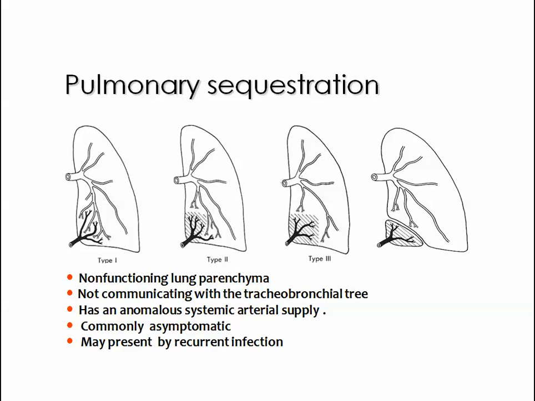And we may talk about one of the lesions which may simulate pneumonia, which is the pulmonary sequestration. And you know that we have two types of pulmonary sequestration: the intralobar type and the extralobar type. The sequestrated lung segment is a non-functioning lung parenchyma which is not communicating with the tracheobronchial tree. And the basics for diagnosis of pulmonary sequestration is the presence of an anomalous systemic arterial blood supply from the aorta to the sequestrated lung segment.